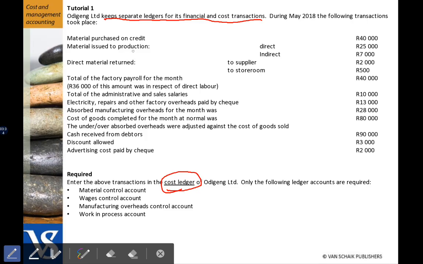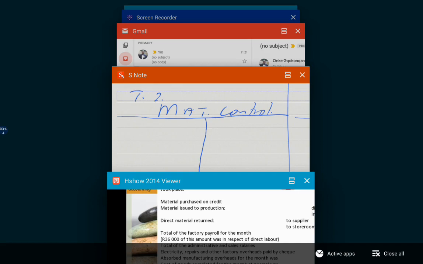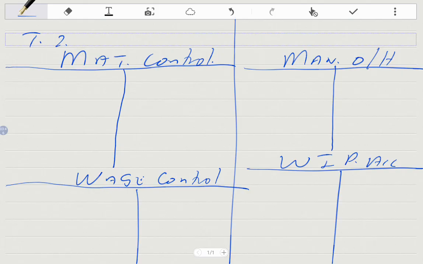Let's look at the first transaction that we have. It is a material purchase on credit. You've got 40,000 of material that you've purchased on credit. If you try to see which accounts are involved in that material purchase on credit, you'll see that you've got your accounts payable and your material account. So under normal circumstances, if we're using the integrated or the general principles of financial accounting, you would record this to the material control account and your accounts payable.